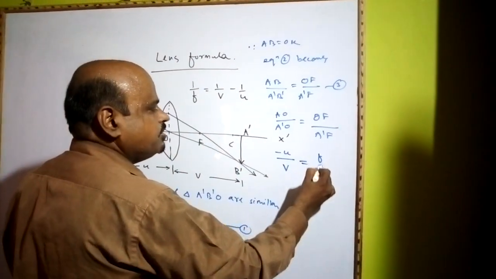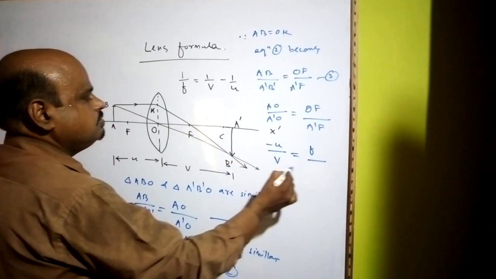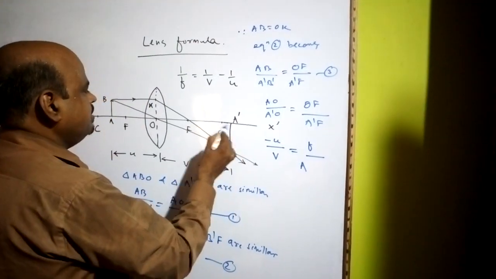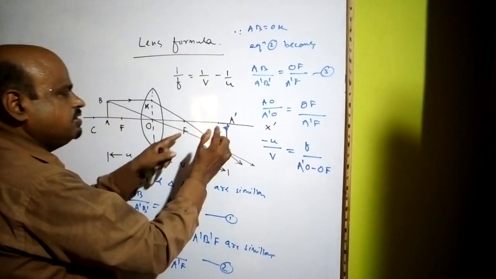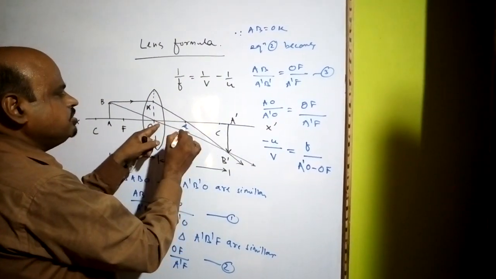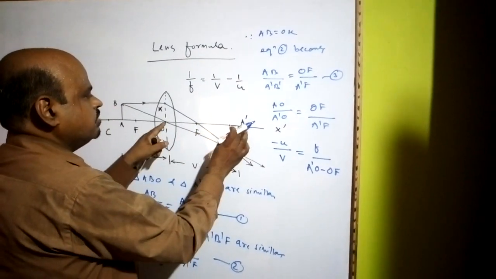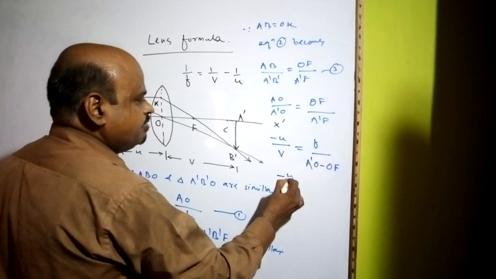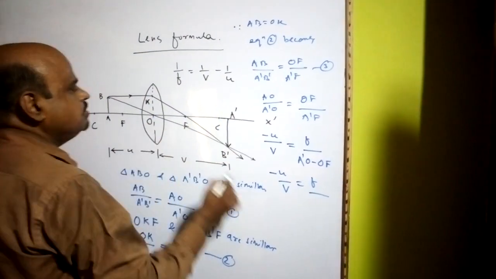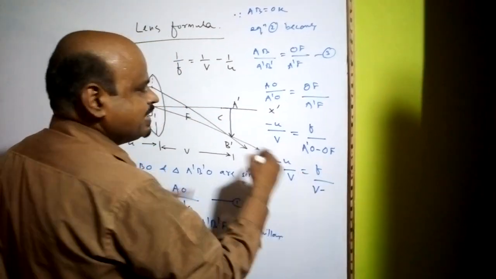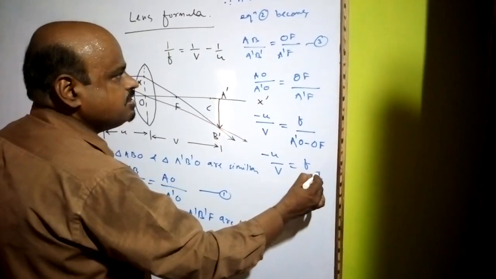OF is the focal length, plus f. A'F is A'O minus OF. Are you clear? A'F is the total A'O minus OF. Then minus u by v equal to f. A'O is the image distance v, right hand side positive. OF is the focal length f. Then cross multiply. This is equation number 4.